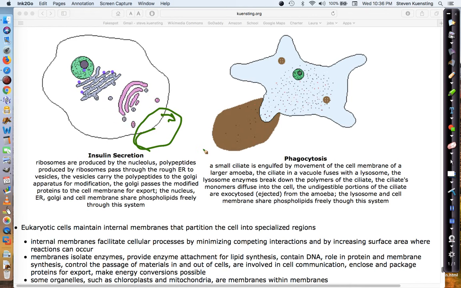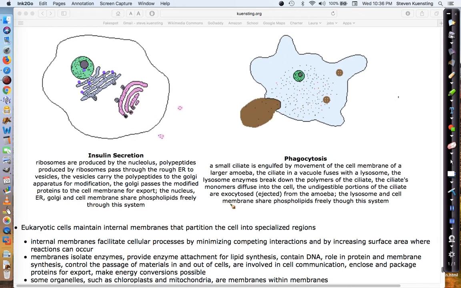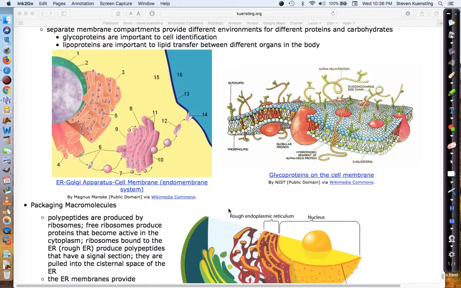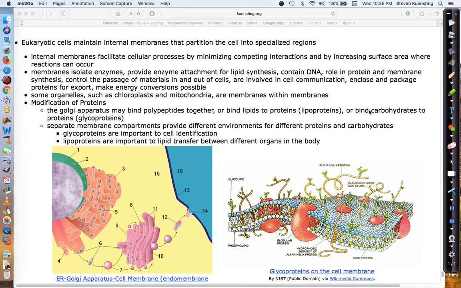The last topic in the chapter is trying to hammer home the idea that eukaryotic cells are really, really into membranes. Compartmentalization is a big deal. Eukaryotic cells use membranes to maintain specialized regions. Internal membranes facilitate all kinds of activities. For example, a mitochondrion is a membrane enclosed space where you burn your food. Vacuoles store food. That's a separate membrane place.